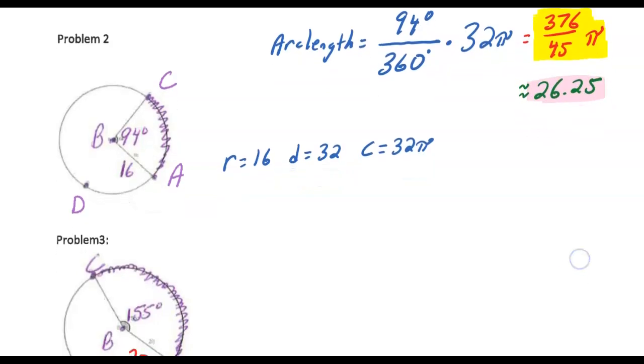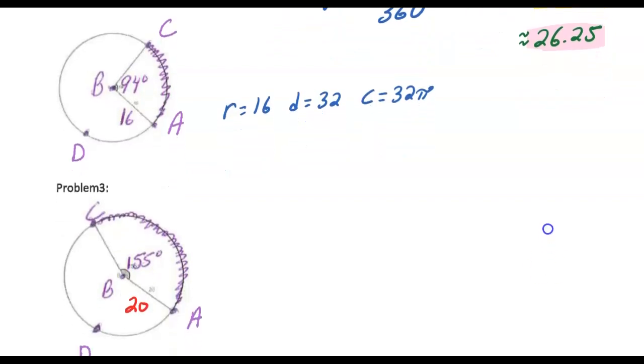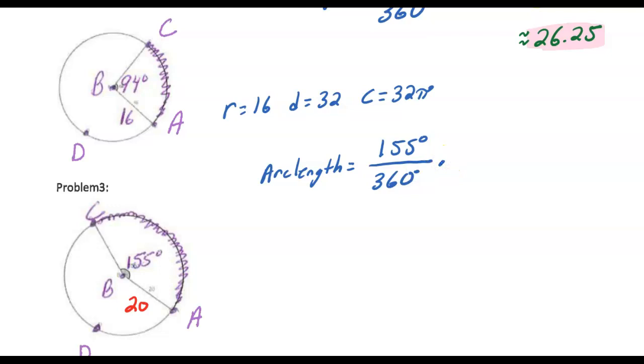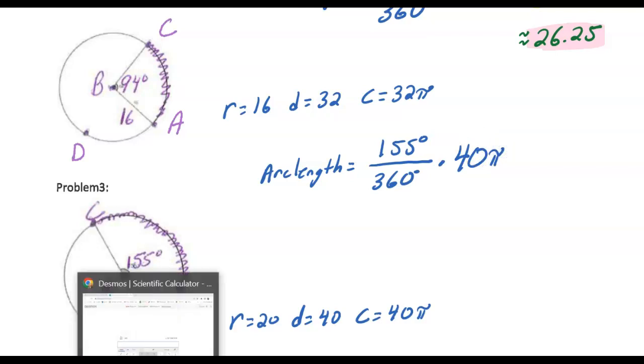Let's take a look at one more example using this idea. So we look at example number 3. The arc length is the angle 155 over 360 times the circumference. The diameter is 40 because we know the radius is 20, which makes the circumference 40 pi. So I'm going to multiply this by 40 pi. Again, I'm going to go to my calculator.